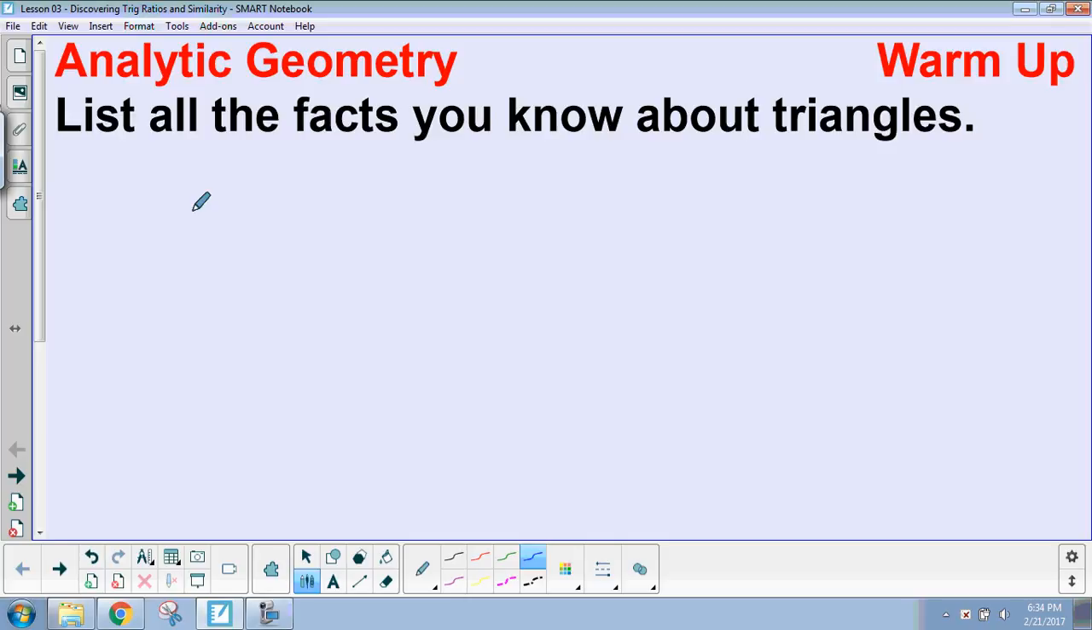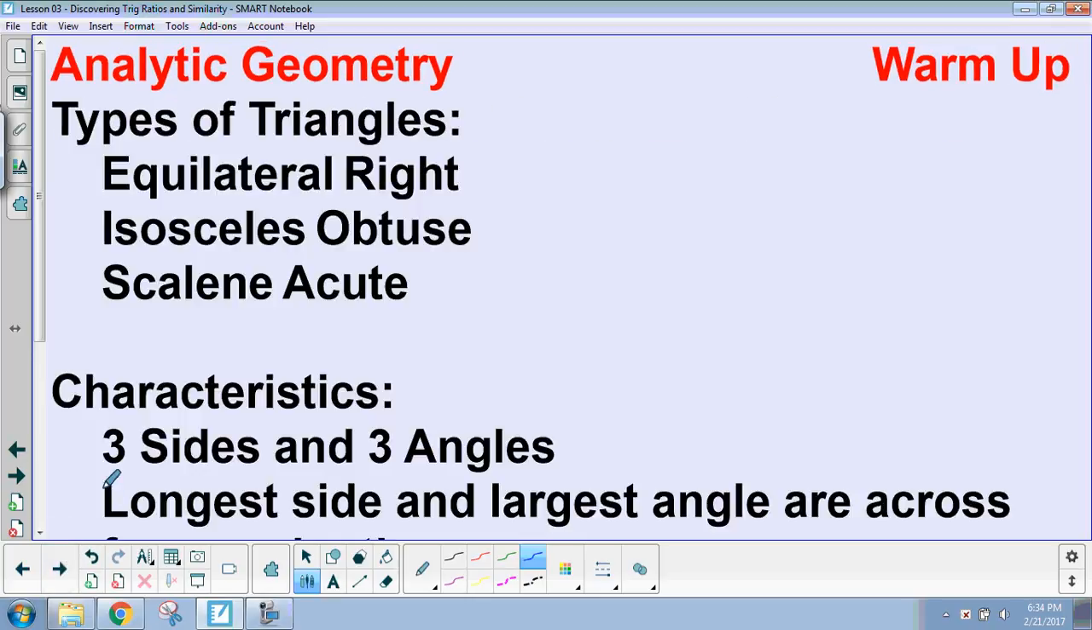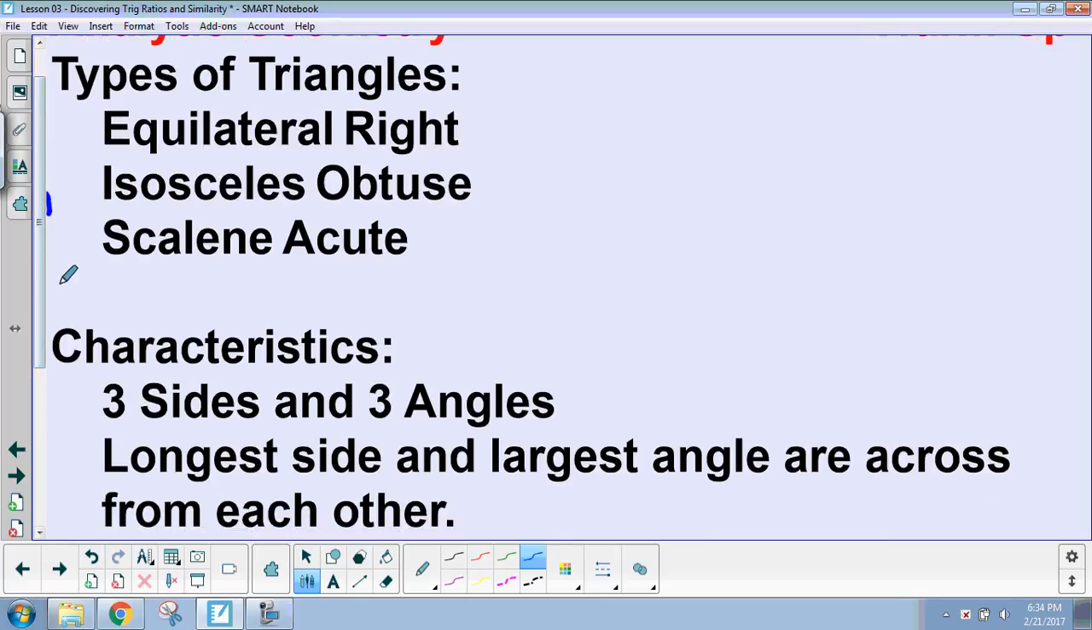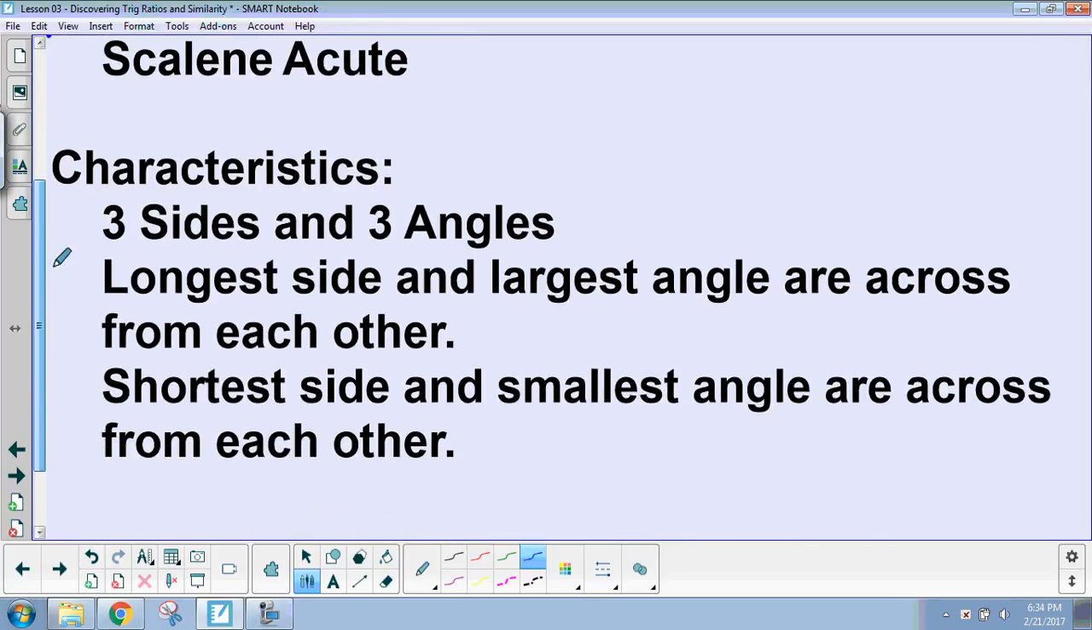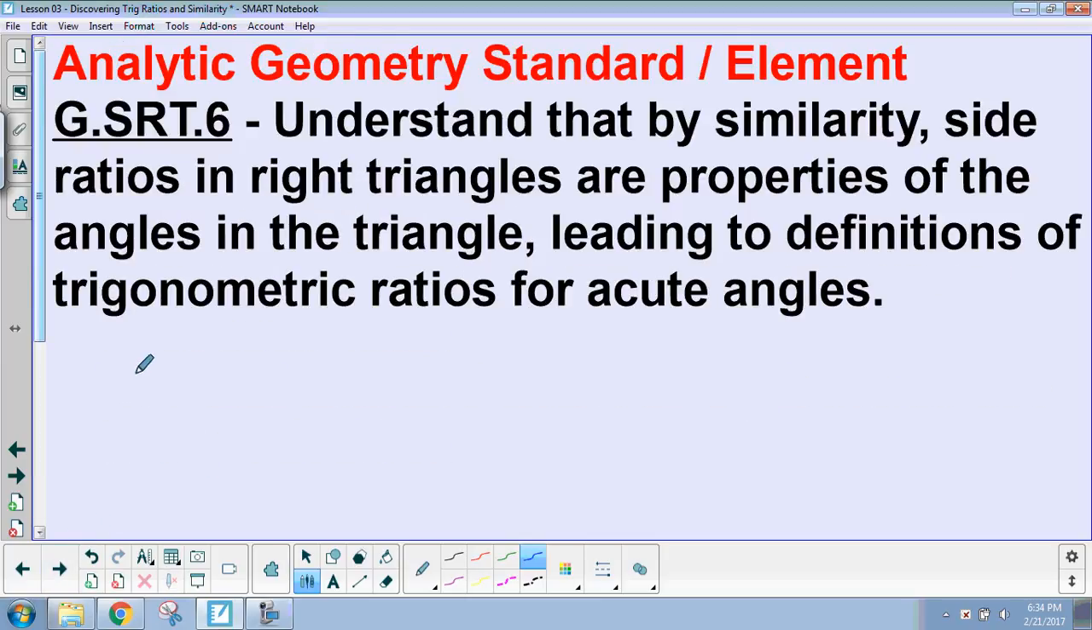All right, these should be like most common things you thought of: equilateral, right, isosceles, obtuse, scalene, acute. These are all types of triangles. Characteristics: well, they have three sides, three angles. Longest side and largest angle are across from each other, and shortest side and smallest angle are across from each other. No brainers.